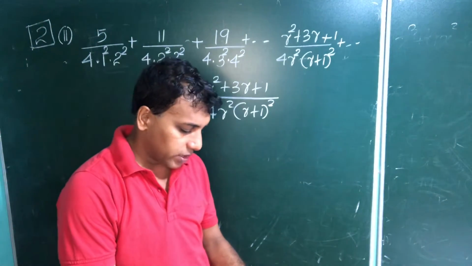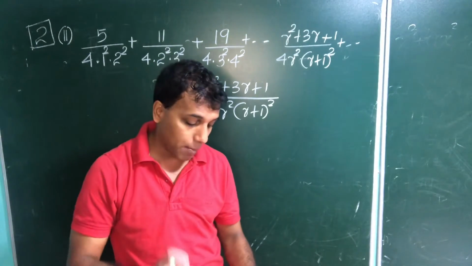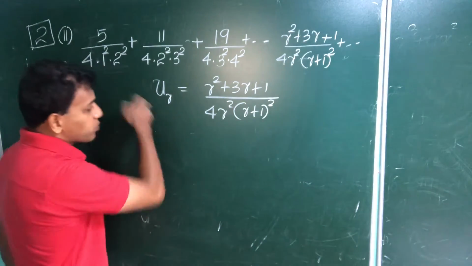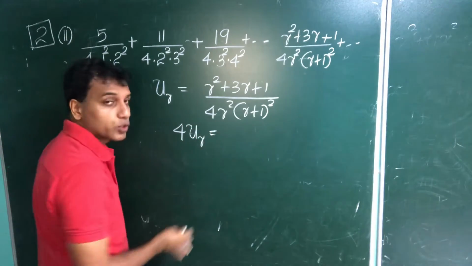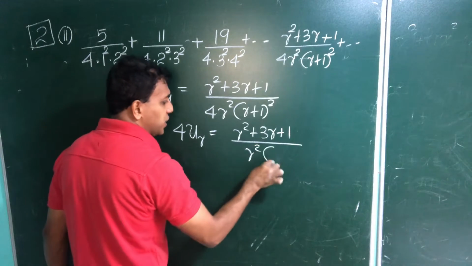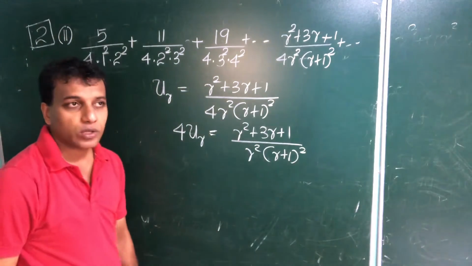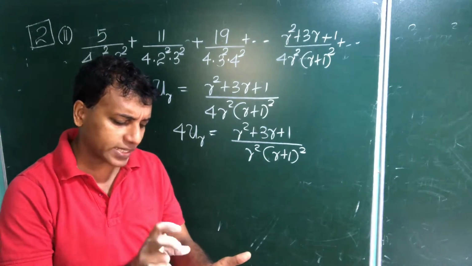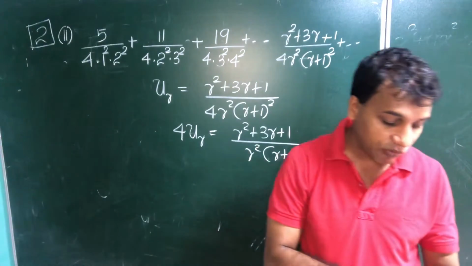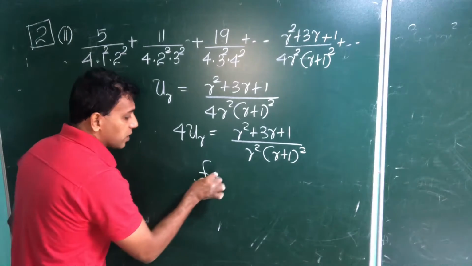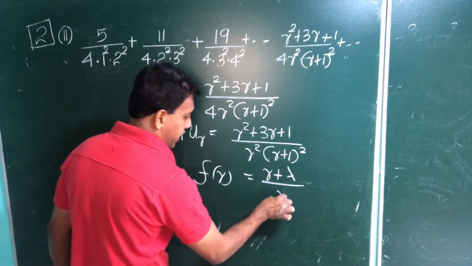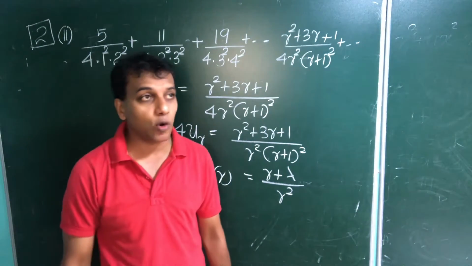So there's a problem here. They ask for this UR in the form f of R minus f of R plus 1. So if I cross multiply, 4 times UR equals R square plus 3R plus 1 over R square into R plus 1 all squared, right? So now the problem is to find the lambda. They said 4UR equals f of R minus f of R plus 1. Find the lambda. They said f of R equals R plus lambda over R square.